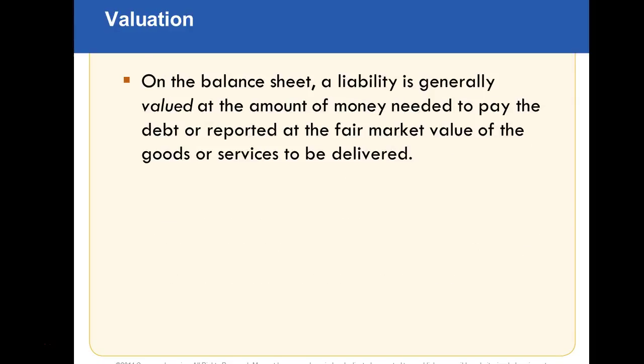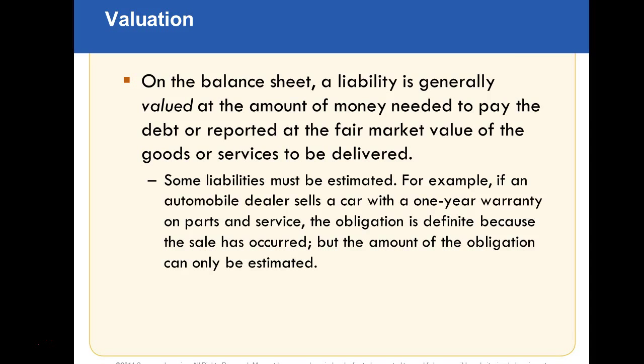On the balance sheet, a liability is generally valued at the amount of money needed to pay the debt or reported at the fair market value of the goods or services that are going to be delivered. But some liabilities we've got to estimate. For example, if an automobile dealer sells a car with a 1-year warranty on parts and service, the obligation is definitive because the sale has occurred, but the amount of the obligation can only be estimated.